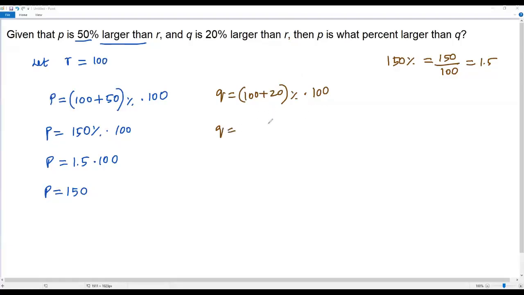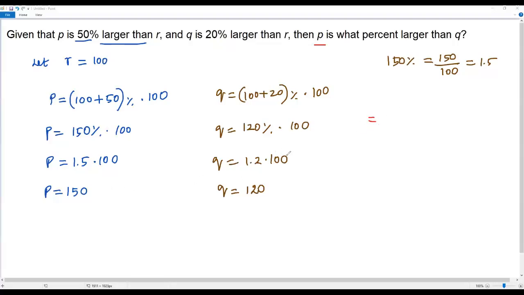So now Q is equal to 100 plus 20, which is 120% times 100. If I convert this 120% to decimal, it will be 1.2 times 100. Then Q is equal to 1.2 times 100, which is 120. Okay, now I got the value of P and I got the value of Q. Now I have to find P is what percentage larger than Q. First, let's find how much P is actually larger than Q.